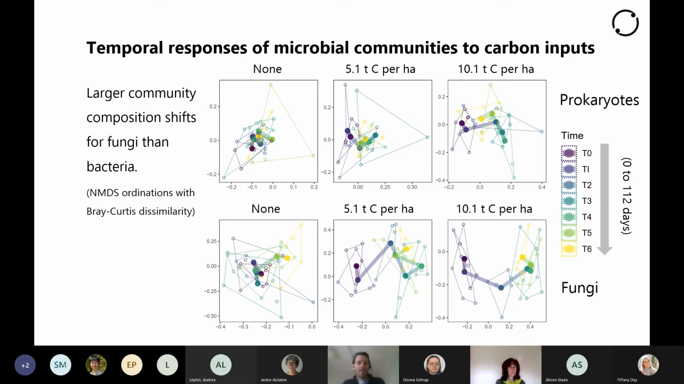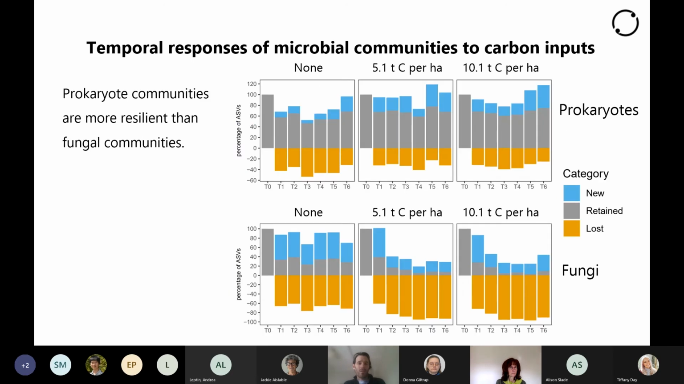And what we see is that the urine plus the carbon inputs result in much larger shifts in the community composition than inputs of urine alone, with the biggest shifts occurring between about 7 and 14 days. And we also see considerably larger shifts over time for fungi than we do for the prokaryotes, with communities appearing to be very different even after 112 days. This shows some more details about how the communities are changing.